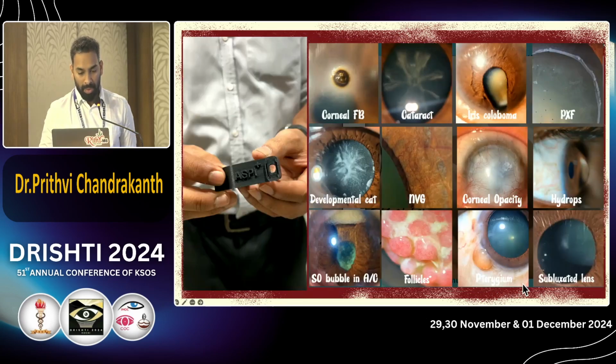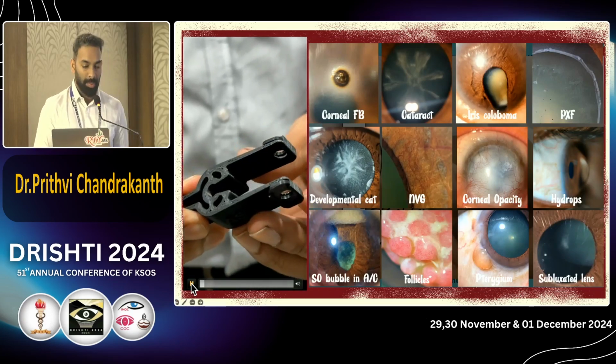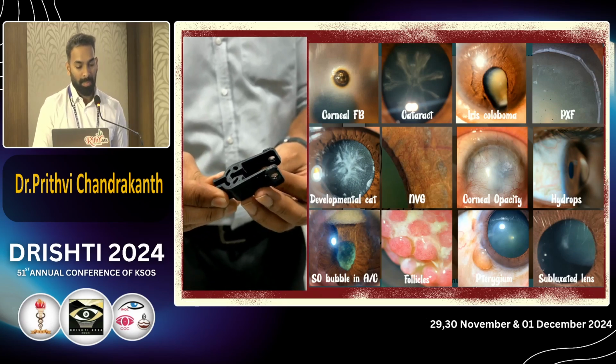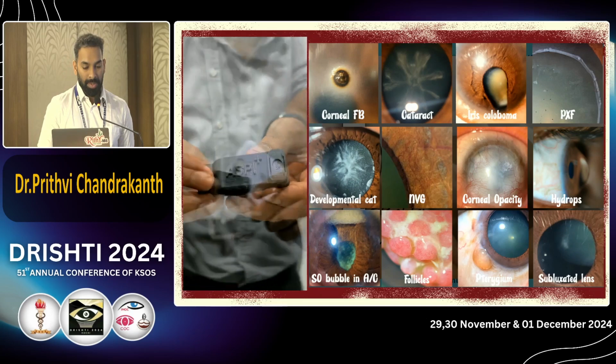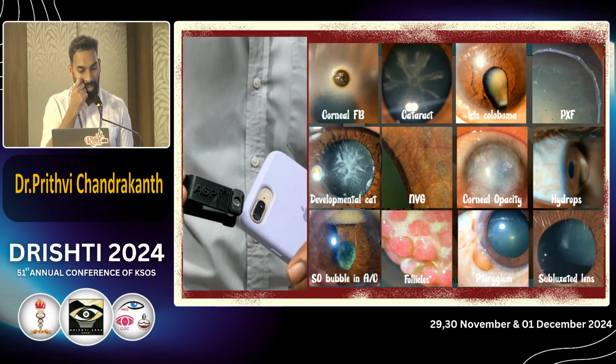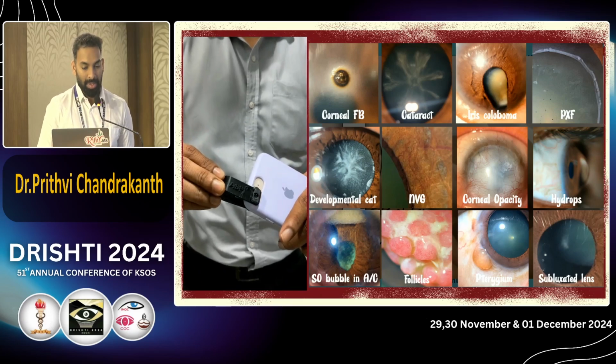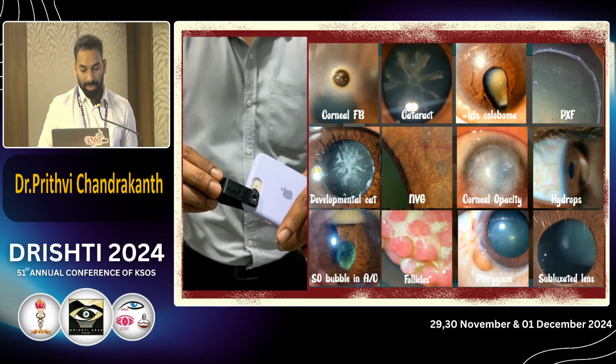For those who don't want to make it, they can also get this. This is a 3D printed ASPE, which can be attached. It's just like a clip, and it can be attached to the smartphone, and you'll be able to take images very easily. Just clip it on and then take images. That's so easy.